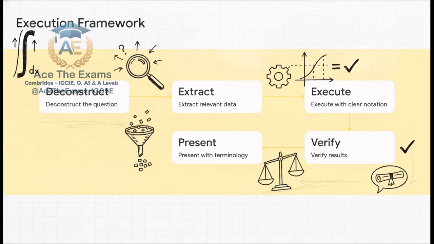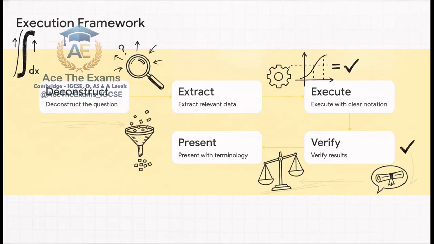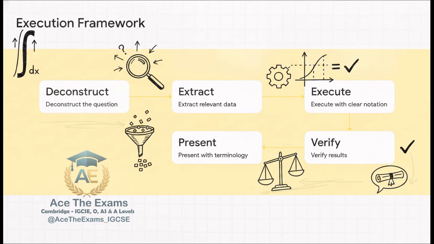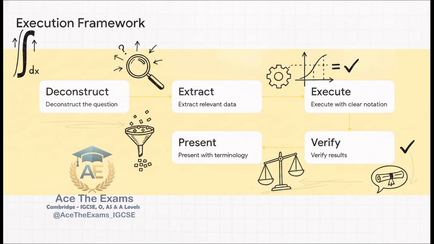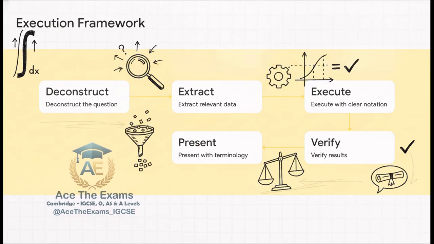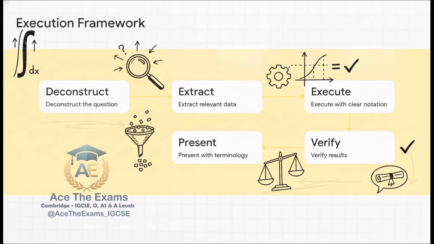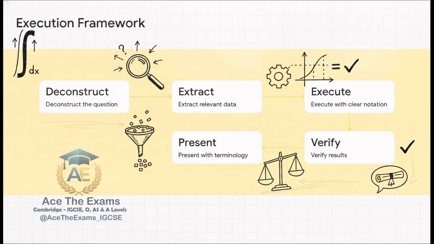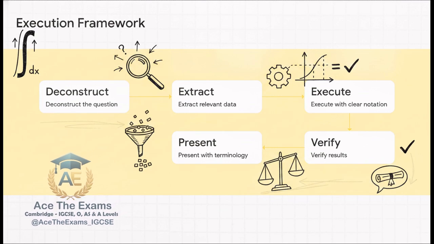To maximize those method marks, you must follow this strict 5-step execution framework. Step 1. Deconstruct the question. What exactly is the command word asking you to reverse? Step 2. Extract the relevant data from texts, graphs, or tables. Step 3. Select your analytical framework and execute the integration with perfectly clear notation.